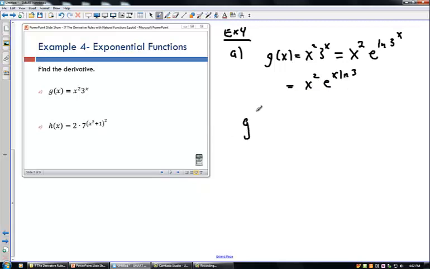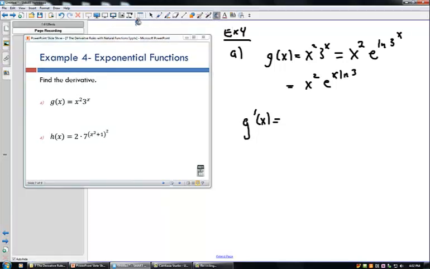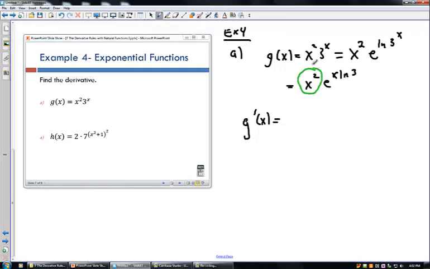All right, so g prime of x, what is it going to be? Well, first decide which rule you are going to use. Hopefully what you see is that it's going to be a product rule, because you have the first function, which is right here, times the second function, which is right there. And so I apply the product rule, which says g prime of x is equal to the derivative of the first, which is 2x, times the second, so I just copy down e to the x ln of 3, plus the first function, which is x squared, times the derivative of the second function.